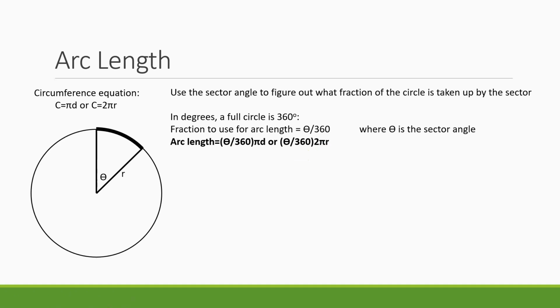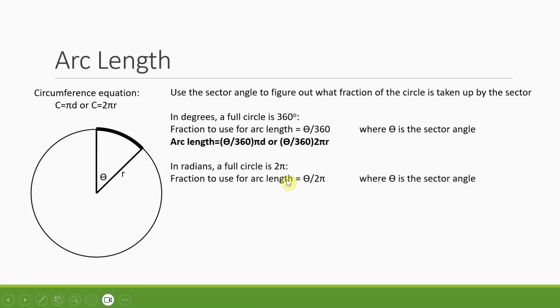So feel free to memorize those if you want, but you don't really need to if you just know we're taking the fraction of the circumference. Now radians, just like before, a full circle is 2 pi, so the fraction for arc length will be my angle of the sector, in radians, over 2 pi. So if I take that theta over 2 pi and put it in front of pi d, it's theta over 2 pi times pi d, or theta over 2 pi times 2 pi r.